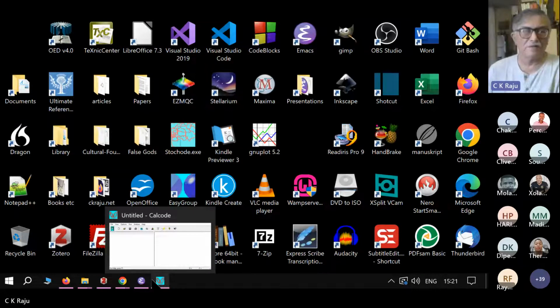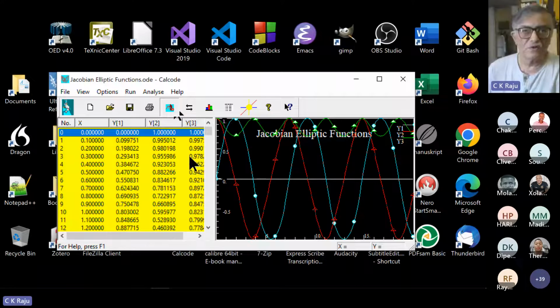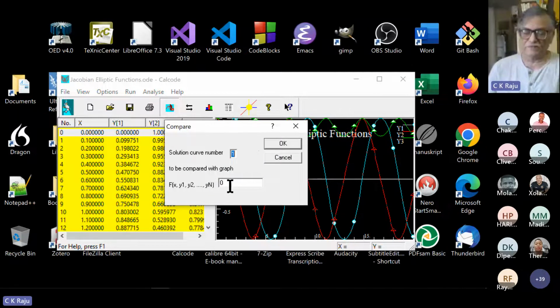So I have the Jacobian elliptic function. Are you able to see this? Is this visible? Yes, Prof. We can see that. All right. So you can compare how bad the theory is. I will compare the Jacobian elliptic functions with the corresponding functions sine and cosine. So just sine. Let us take sine.